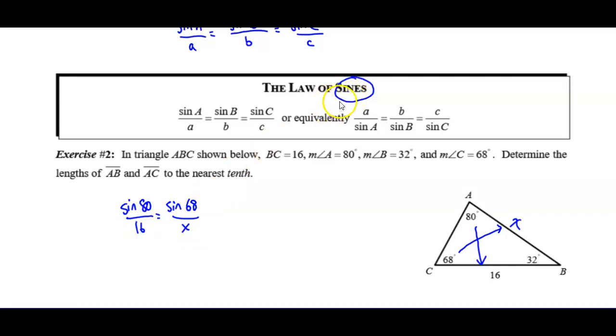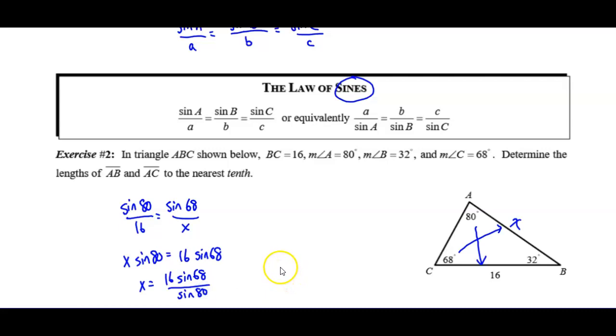But no, it is the law of sines. So one mistake that people sometimes make is they just put 80 over 16 and 68 over X. That's not how it works. It's not the angle, it's sine of the angle that needs to be used in this formula. All right, so to solve this, if I do a cross product, I have X times sine 80 equals 16 times sine 68. So if I divide both sides by sine 80, I get X equals 16 sine 68 divided by sine 80.